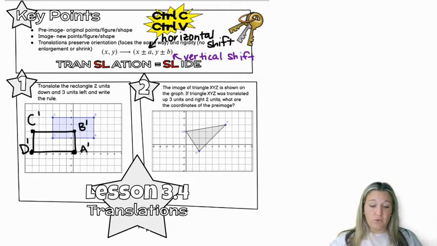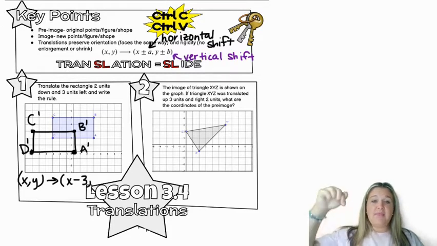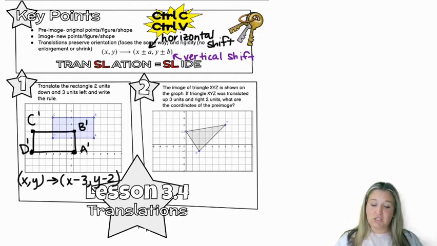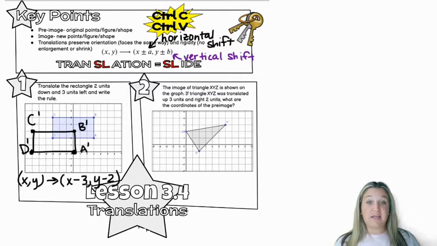Now we're going to write the rule. So we start with (x, y). All the rules start out that way. And then you draw your arrow, and I moved this to the left 3, so it's going to be x minus 3. And then I moved down 2, so y minus 2. Up or down was my vertical, left and right is my horizontal. Since it's a left, it's negative. Since it's down, it's a negative as well, or minus.